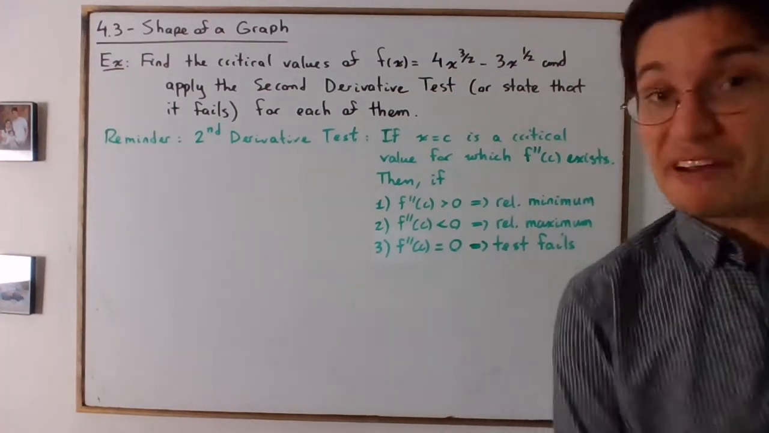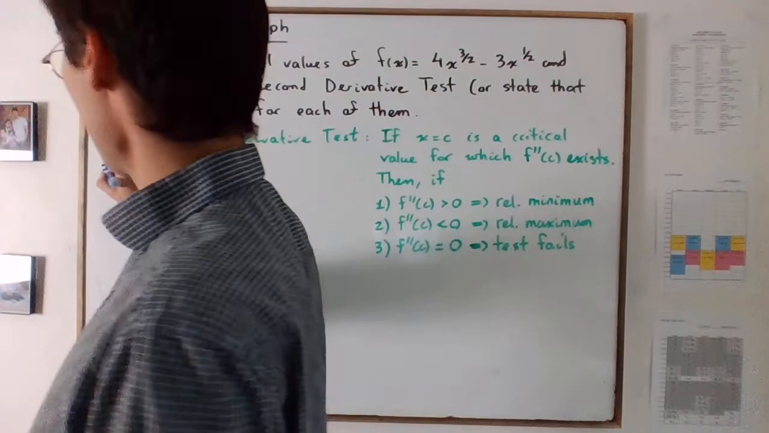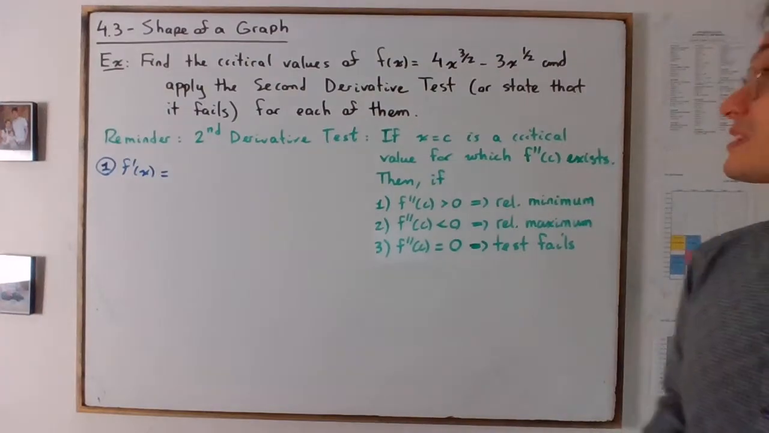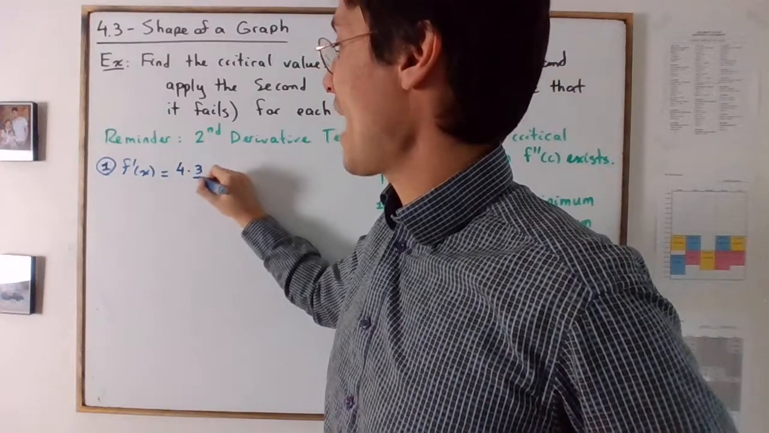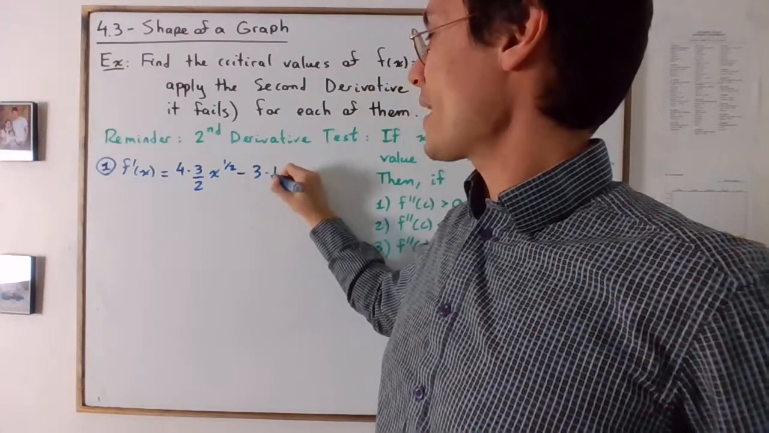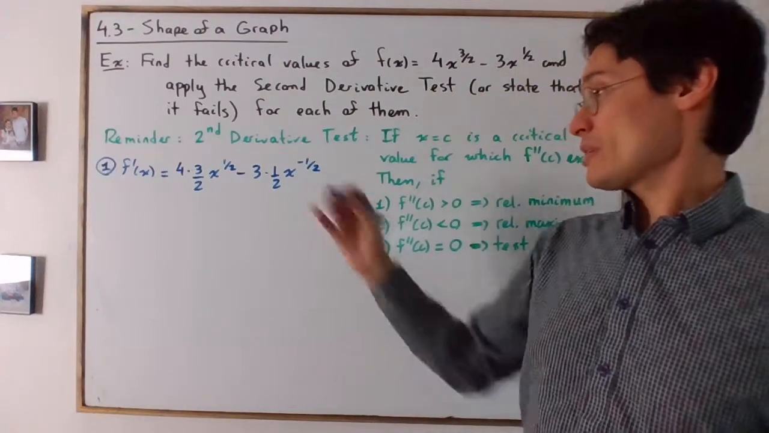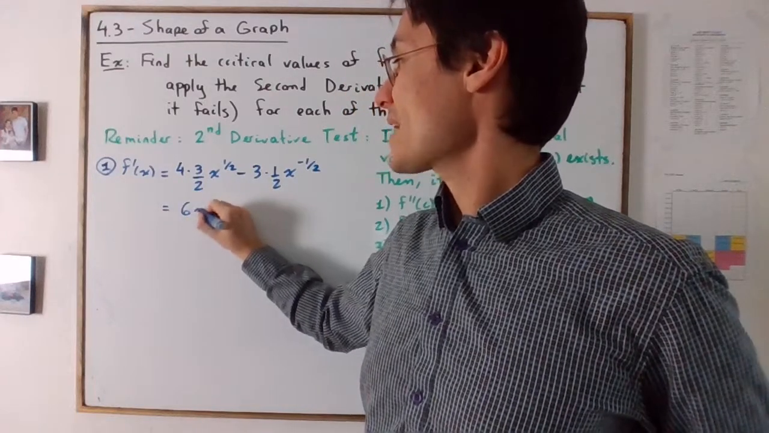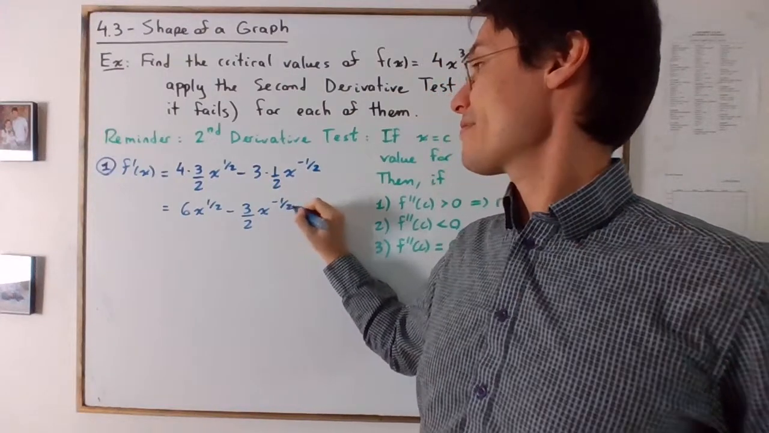So very simple, what we need to do, we first need to find the first derivative. So, f prime of x. Now this is a breeze, right? You've taken derivatives that are much harder than this. So here, 4 times 3/2 x to the 1/2 minus 3 times 1/2 x to the negative 1/2. And the only reason I did this is that, as I can see, I'm going to simplify the 4 and the 2. So we're going to get 6x to the 1/2 minus 3/2 x to the negative 1/2.